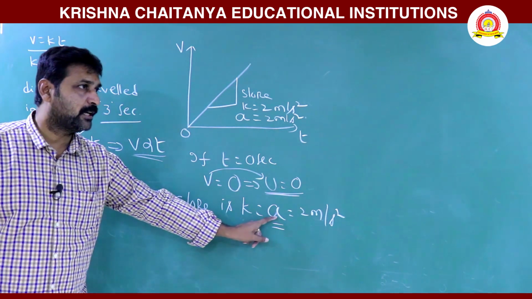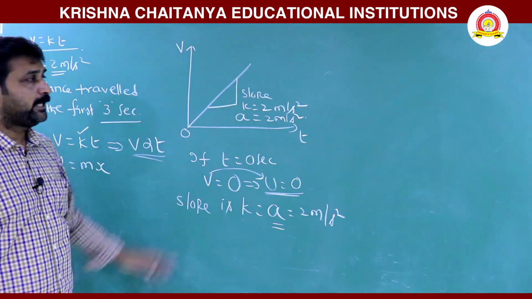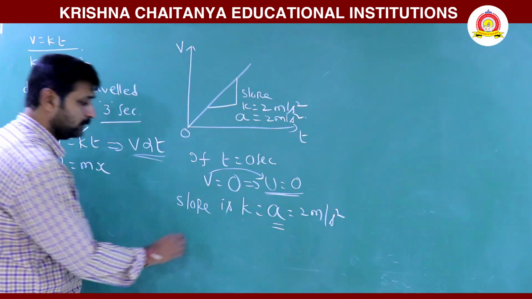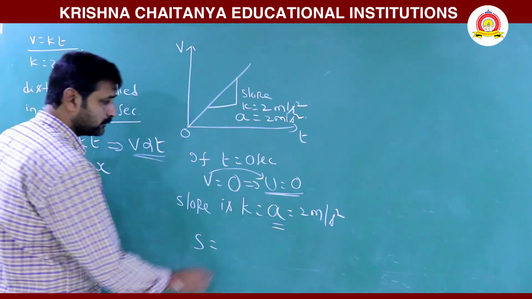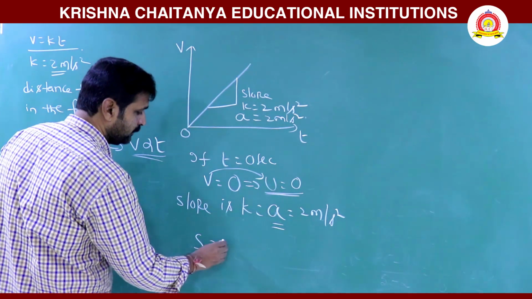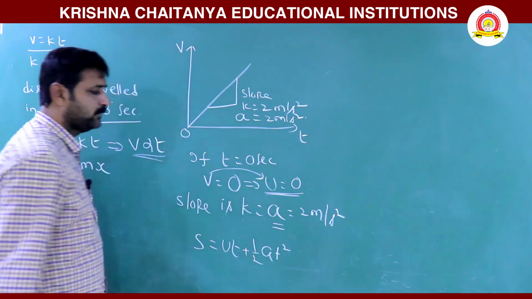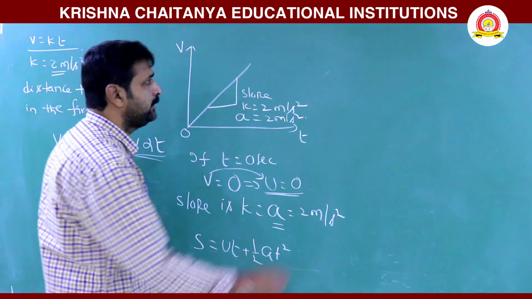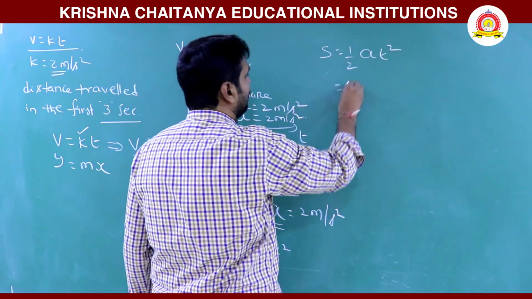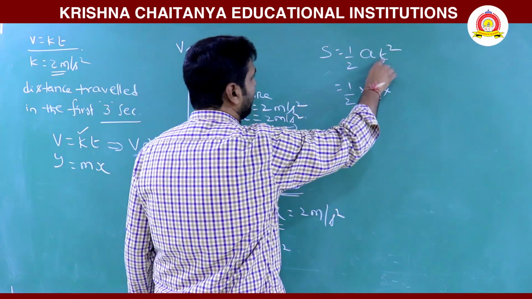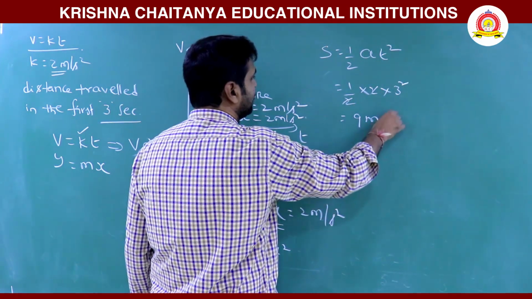When acceleration is constant, since the slope is constant for this linear graph, then for uniformly accelerated motion, for constant accelerated motion, we have the expression ut plus half at squared. Since u is 0, s is equal to half at squared. Half into 2, t squared is 3 squared, which is 9 meters.